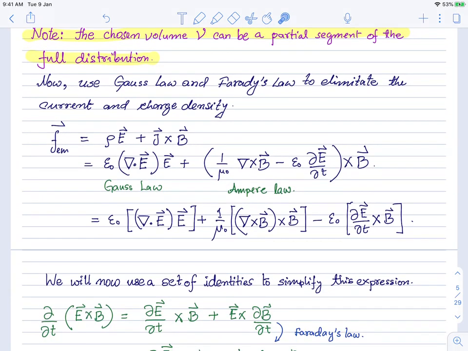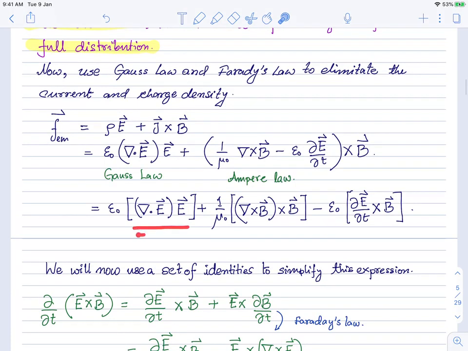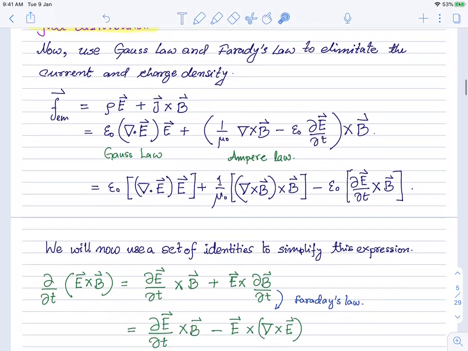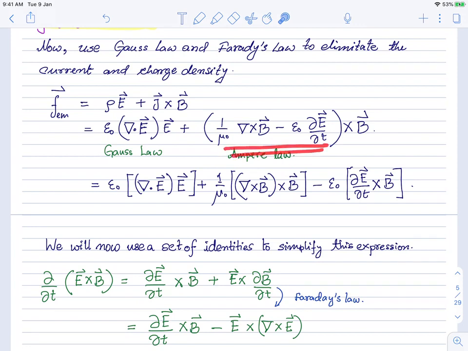In the second step, of course, this term remains. This is the Gauss law term. This term remains, and these two terms split into two terms like this. One is ∂E/∂t cross B, and the other one is curl of B cross B. Okay, curl of B cross B. That is the next term.